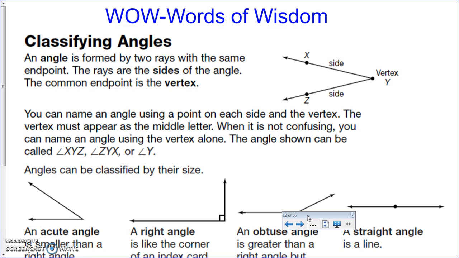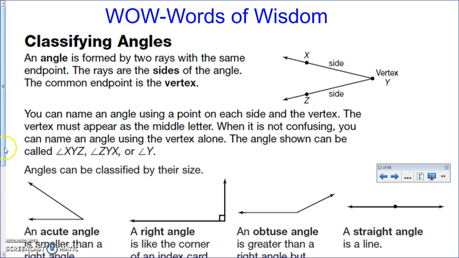The angle shown above can be called angle XYZ, angle ZYX, or angle Y, and it's always the same symbol for angle in front of it, no matter how it's named. And it doesn't matter whether you start with the letter at the top of the angle or at the bottom of the angle, as long as the vertex is always in the middle.